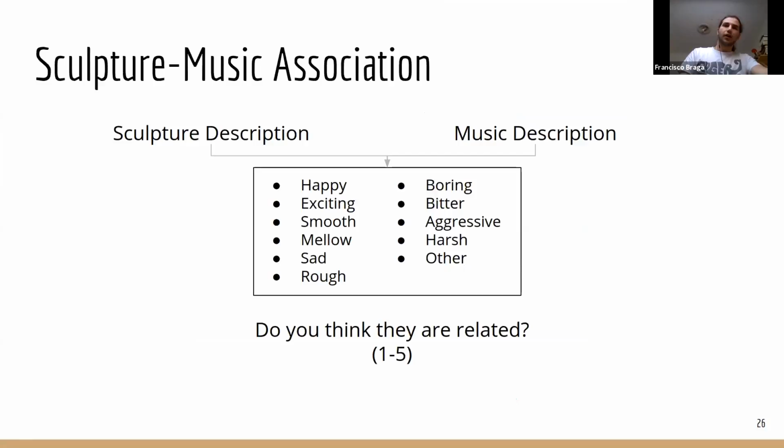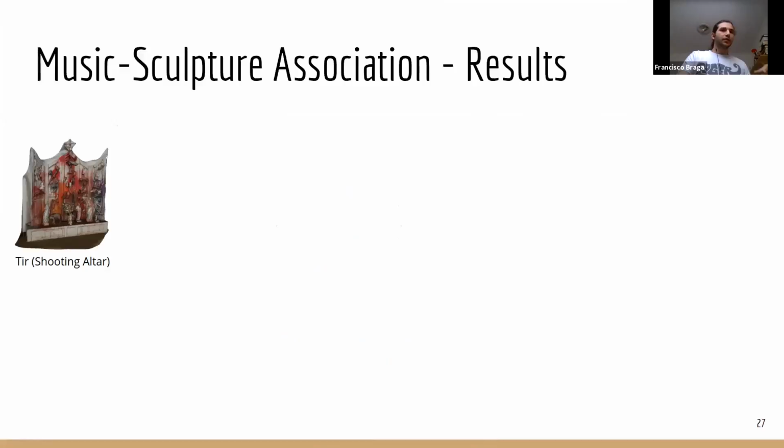Regarding the sculpture-music association, we asked the participants to check which descriptors better describe the sculpture and the music separately, of course. And only after they acknowledged that one came from the other, we asked them if they thought they are related. So we took here some examples. Our first two were not so good.